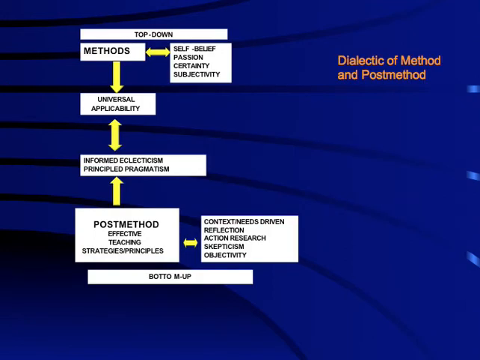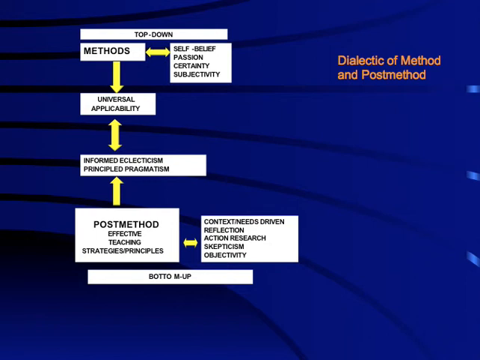Let me just suggest this: in terms of method and post-method, there's an interesting dialectic at work here. We can think of methods as being top-down. That's the one-size-fits-all. And that can relate to teacher self-belief, teacher passion, teacher subjectivity. To be honest with ourselves, we do believe that there are particular methods that we should use, and we tend to impose them because we passionately believe in them. And teacher passion in the classroom is a powerful source of learning. Students do respond when teachers are passionate about what they're doing. When they're not passionate, they tend not to respond.